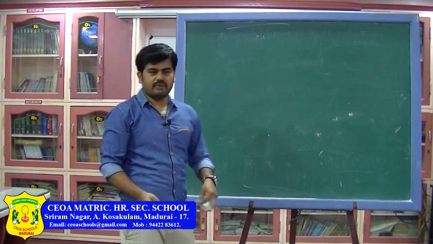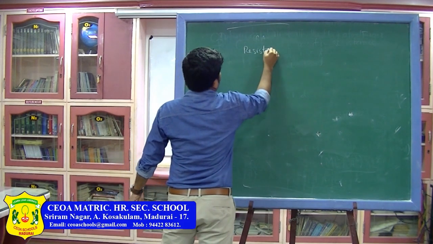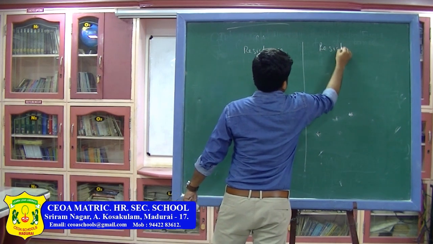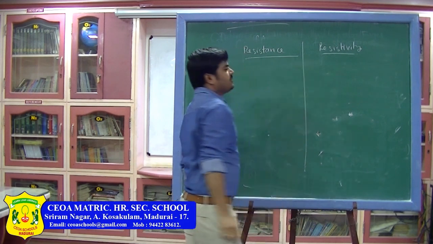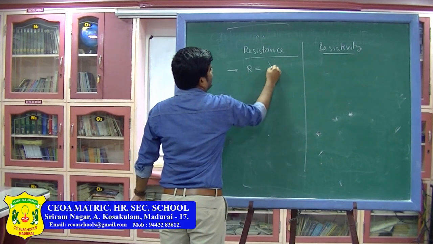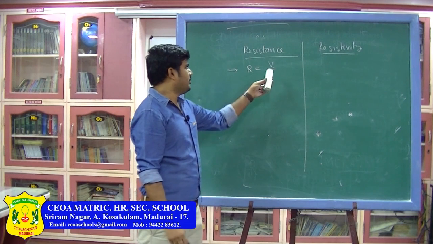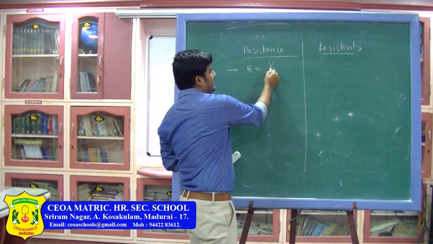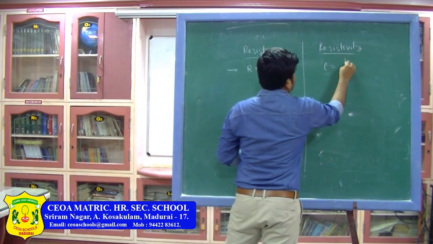So, comparison between electrical resistance and resistivity. Electrical resistance of a material is given by R is equal to V by I, which is nothing but the opposition to the flow of charges in the material, and it is given by the ratio of potential difference to the current in the material. Whereas electrical resistivity rho is equal to R A by L.